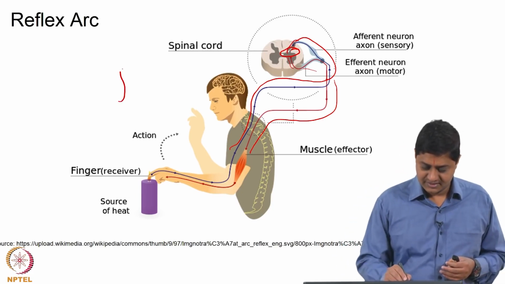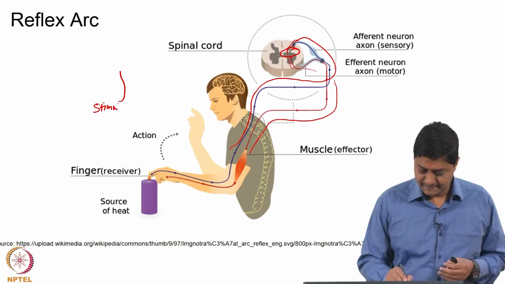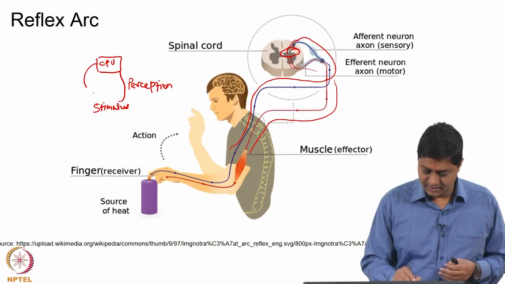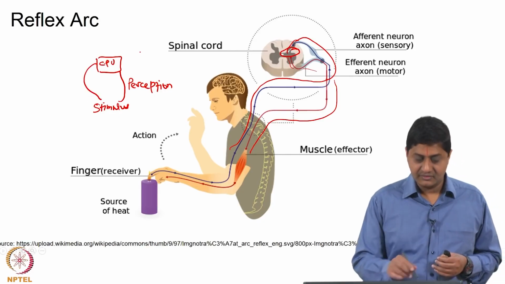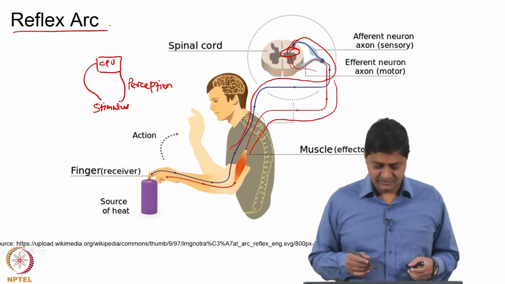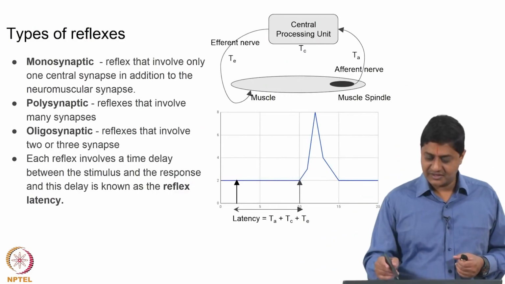So let us say this is the stimulus, there is the perceptual part or perception, then there is some sort of processing, or I am going to call the entire thing as, say, a CPU, and there is an action, okay. This loop is also called a reflex arc frequently in literature, okay. So that is what is shown here again.